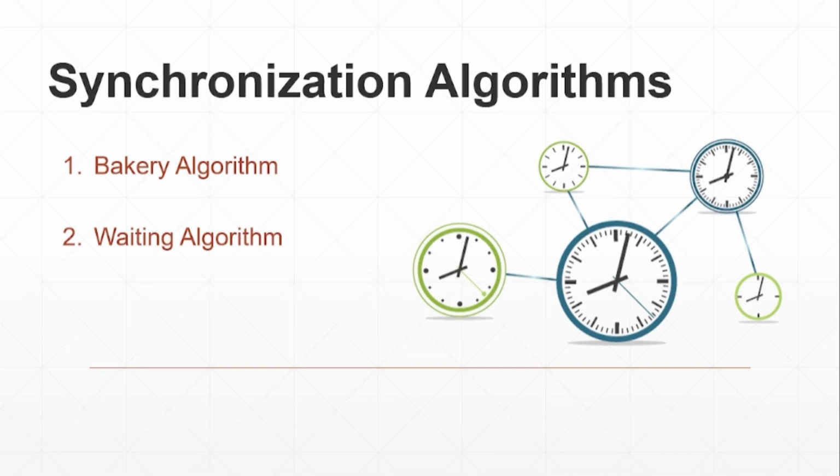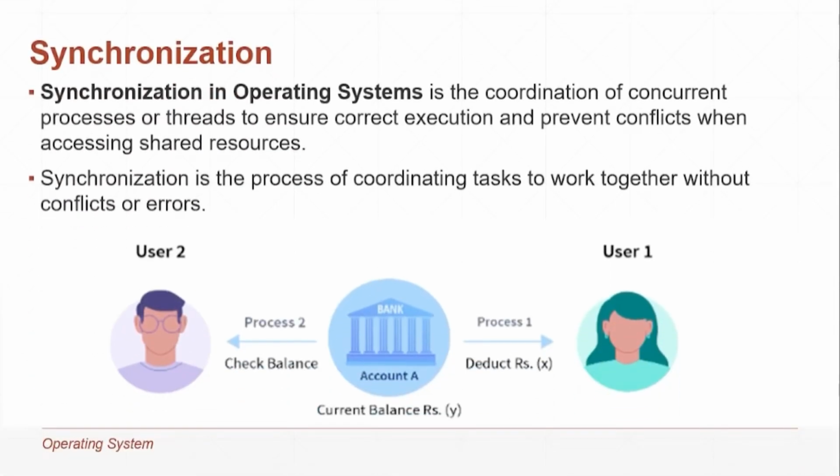What is synchronization? Synchronization in operating system is the coordination of concurrent processes or threads to ensure correct execution and prevent conflicts when accessing shared resources. Synchronization is the process of coordinating tasks to work together without conflicts or errors. In synchronization, time and sequence is important.